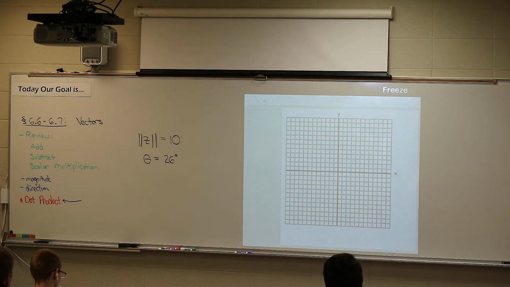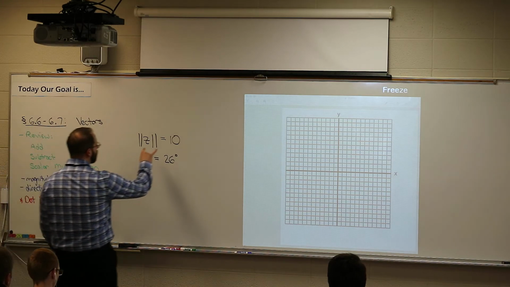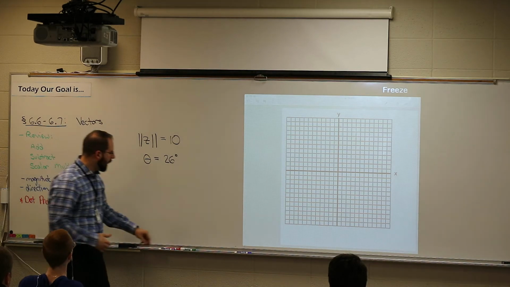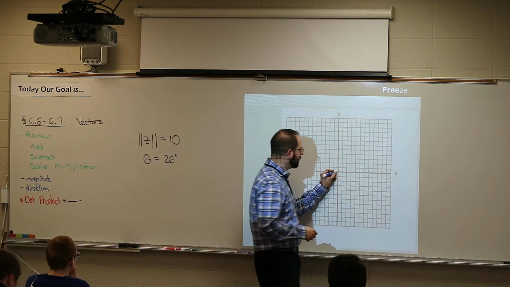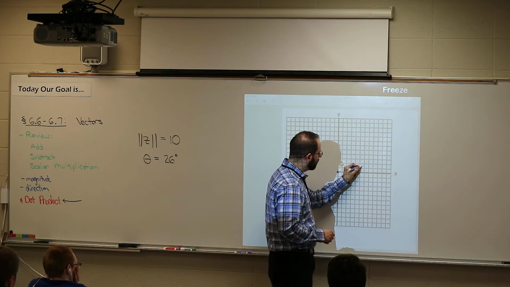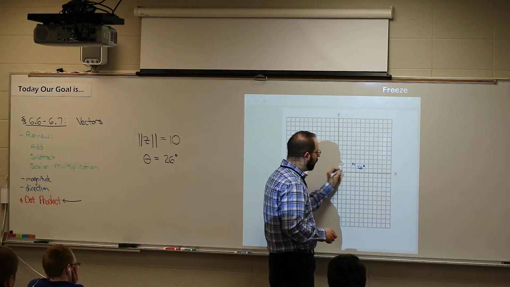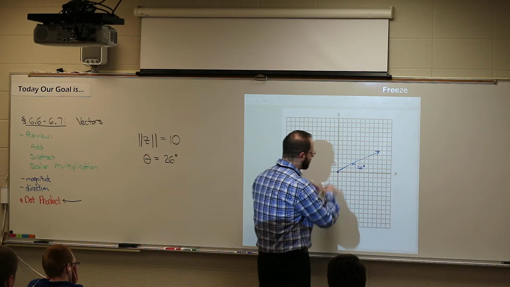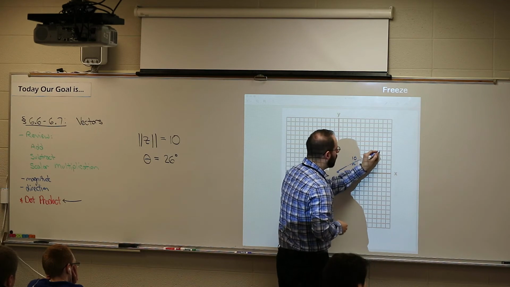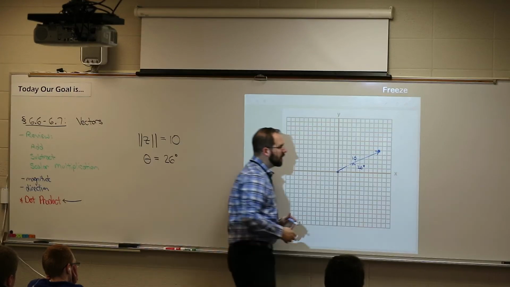Now, let me do a rough sketch of what this looks like. This whole magnitude idea is how long the stick is. So it's 10 units long, right? And it's going at a 26-degree angle from the x-axis. Because again, we start at the origin here. I'm going 26 degrees this way. I don't know exactly how rough that is. And I'm going about 10 units long. I want to know what is the i and j component for that vector.